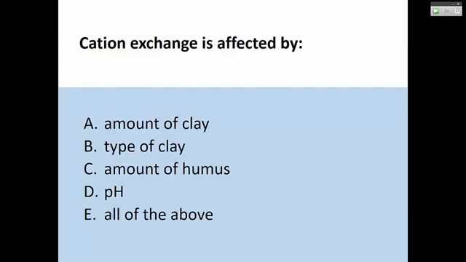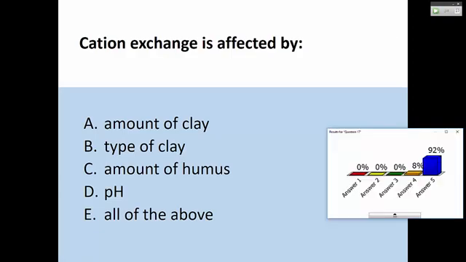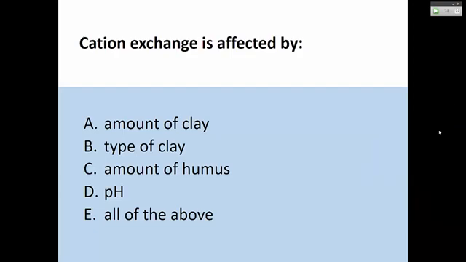Okay, so let's look at this. Cation exchange is affected by amount of clay, type of clay, amount of humus, pH, or all of the above. All right, all of the above. How much clay do you have? What kind of clay is it? How much humus do you have? And what's your pH? All of those impact how much cation exchange capacity you have.